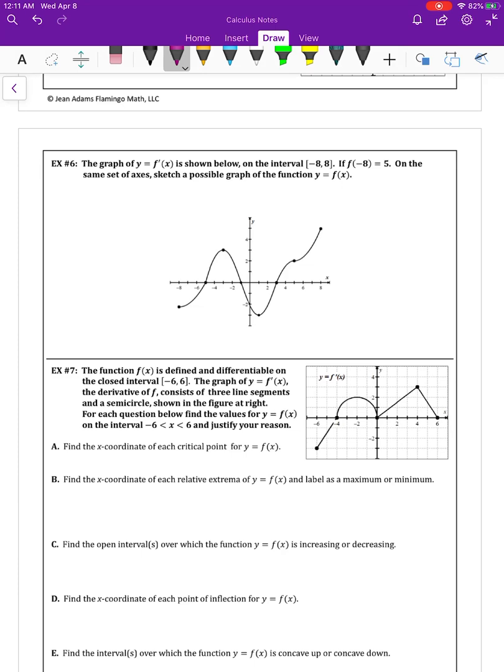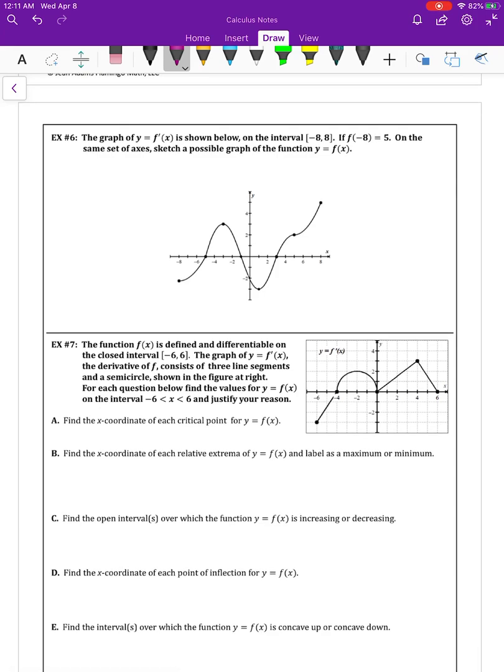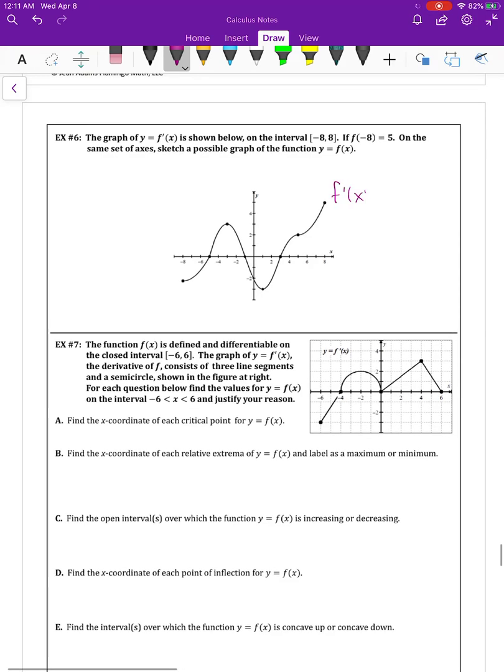The graph of y equals f prime of x is shown below on the interval from -8 to 8. If f of -8 is 5, on the same set of axes, sketch a possible graph of the function y equals f of x. So they're telling us here that this is your derivative, okay? And I'll just do this in a different color, we're trying to sketch f of x.